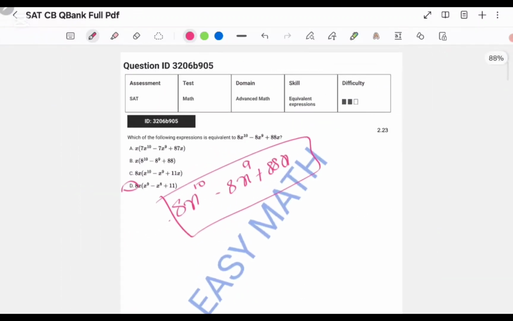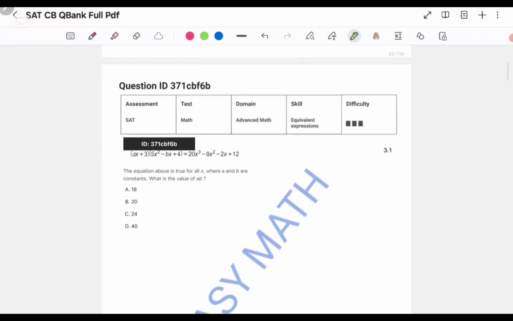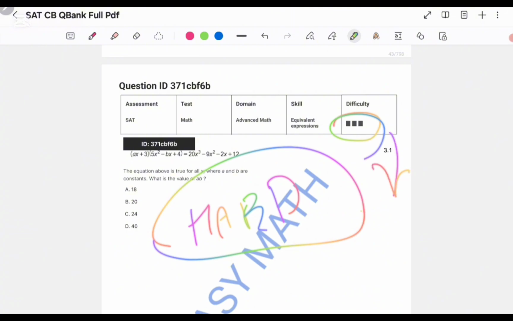Thank you so much for being with me and sticking with me through this series. We are done with the equivalent expression medium difficulty, and starting from next video onwards, we're going to start with the hard difficulties. So be prepared for the hard difficulty and go through this PDF with its answer in the description box.